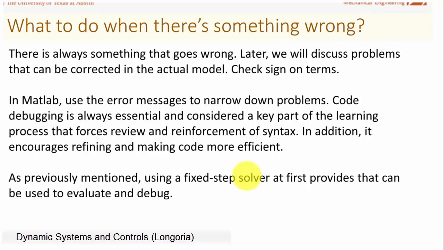Lastly, in this little short discussion, what to do when there's something wrong. This could be a very long discussion, but there's always something that's going to go wrong. You should expect it. Later, we might discuss problems that can be corrected from the model itself. There's things like checking the sign on terms. You have to be careful, since simple typos can sometimes wreak havoc. There's error messages that will be generated. They help you narrow down the problems.